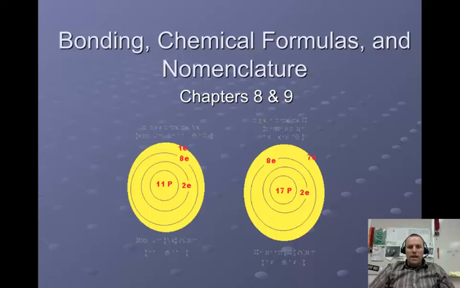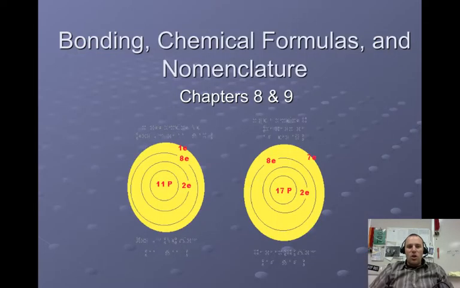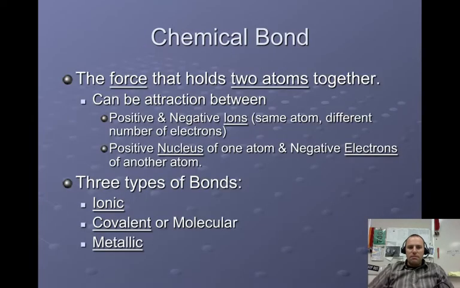All right, we're back again, and hopefully you did well on your last test and you're ready to move on to bonding and nomenclature, which is naming compounds and things like that. So let's talk first about what a bond is. If you think about the word bond, other than James Bond, this is a chemical bond.